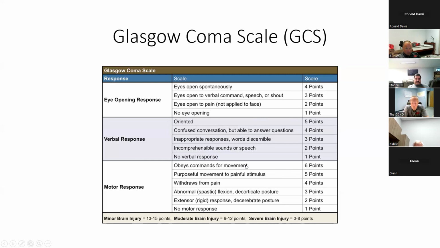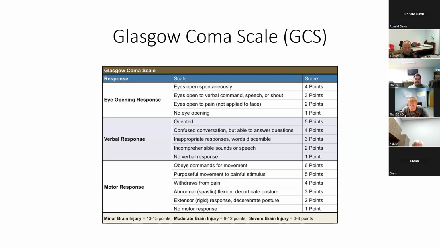Let's get into the motor responses. Obeys commands for movement: "Sir, can you hand me your arm?" And he does. That's a 6. Purposeful movement to painful stimuli. So if he doesn't move his arm, and let's say I'm putting a blood pressure cuff on him, or doing some procedure, and he localizes to the pain, goes to the pain, that's going to be a 5.